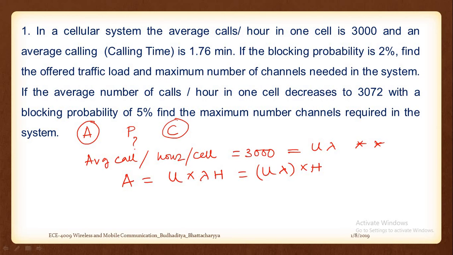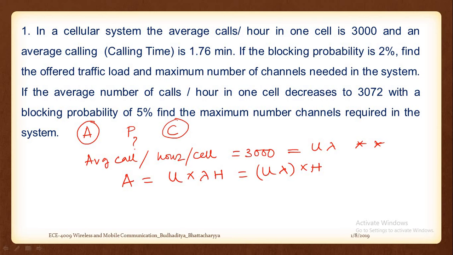Can anyone substitute the data and give me capital A, what you are getting? Then we will find out the result. Because that's the only step: identifying the 3000 as U lambda. Since no request rate is given to us, that is the only concept we can have. That is the only assumption we can take. Please make sure you change it into the same unit before solving, because one is given in minutes and the other in hours. So convert everything to the same unit.